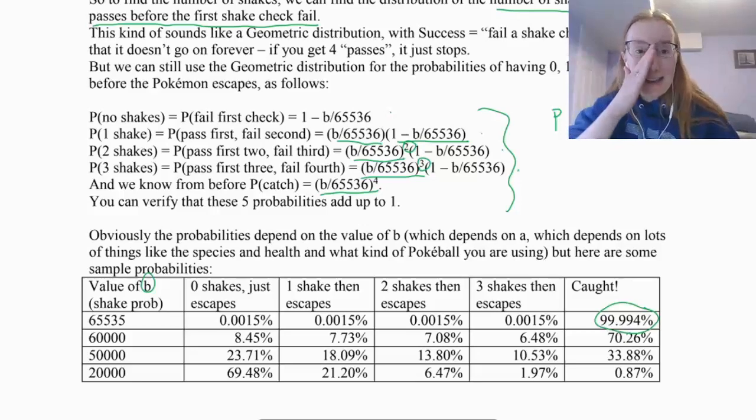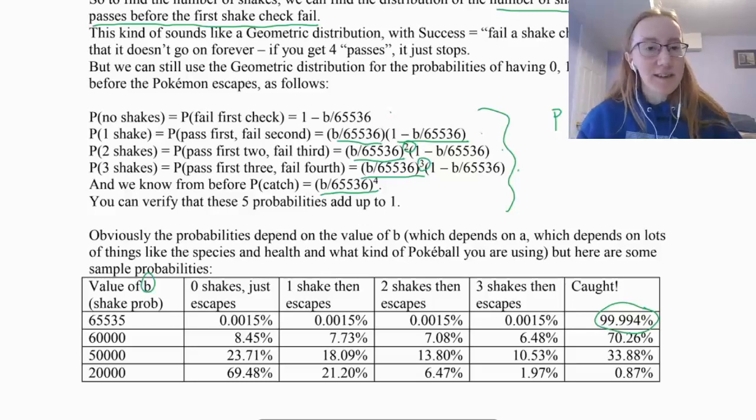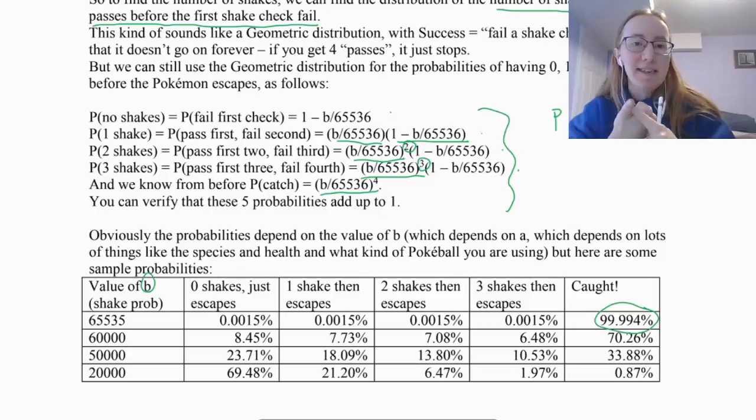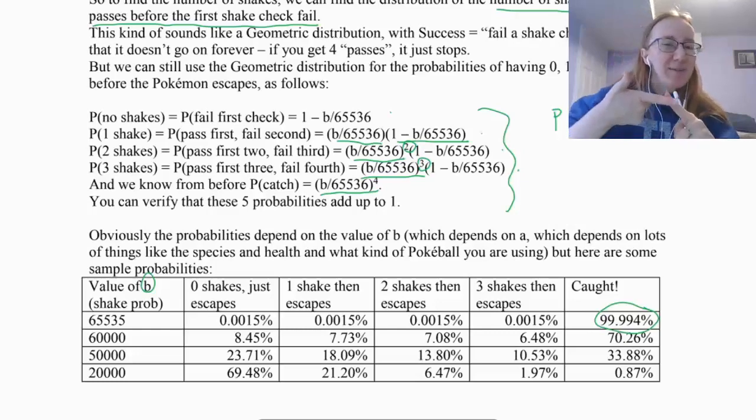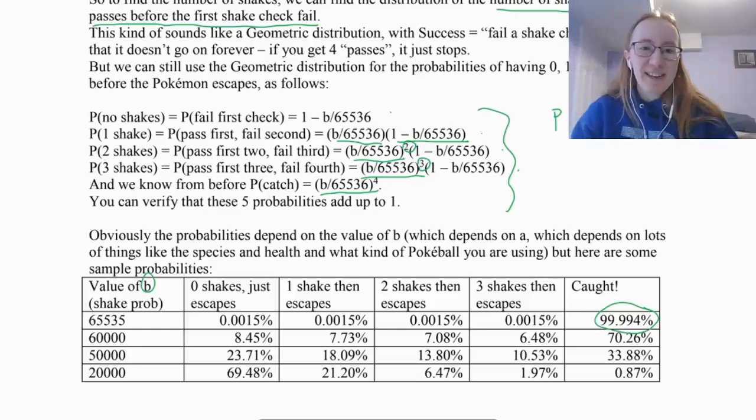So that's one way that these probabilities, these ideas that we've used in chapter 5, come up in this game. So we have the uniform, which was involved in calculating the probability of a shake check, and then we have kind of a geometric, but also not here in this problem.